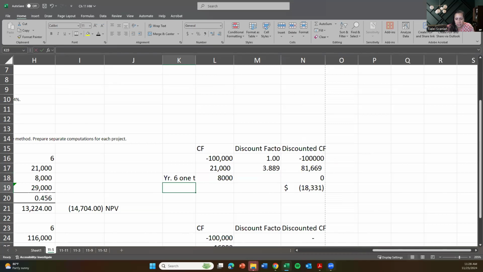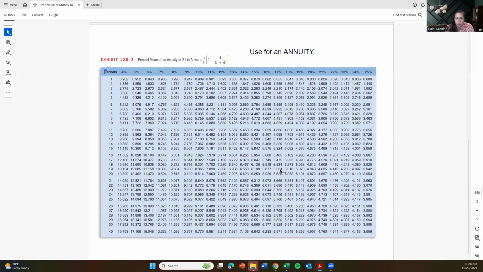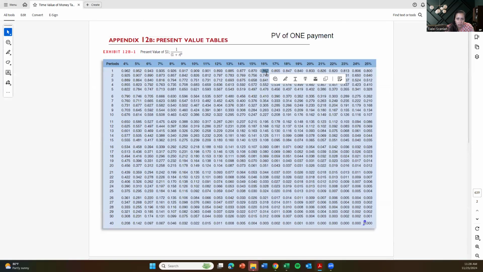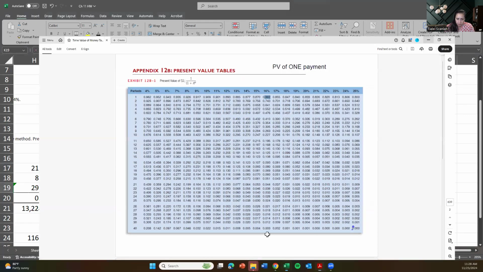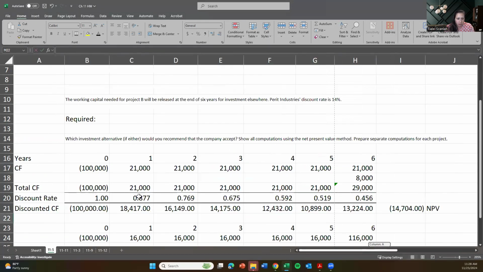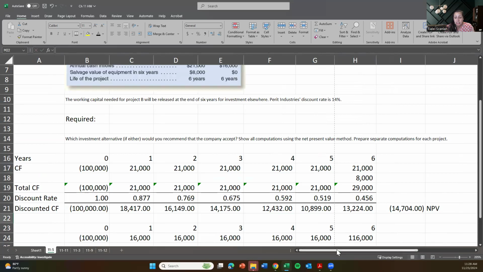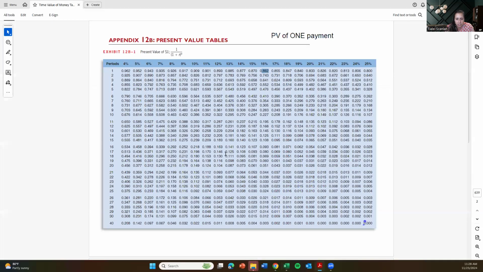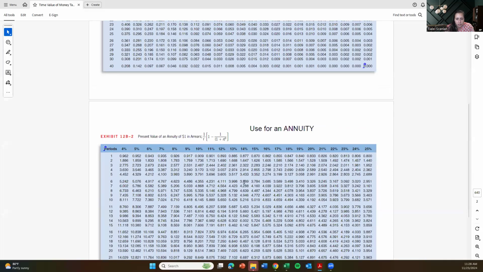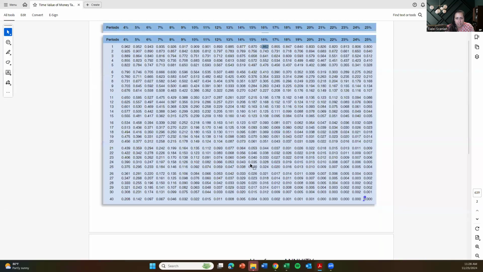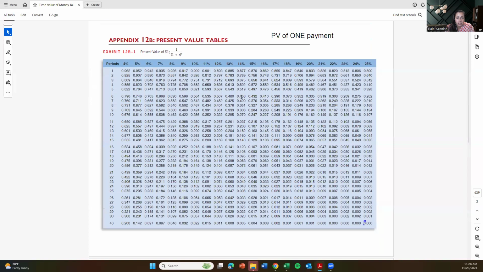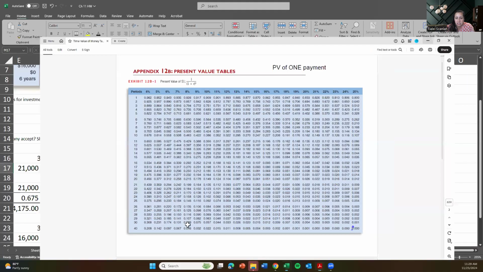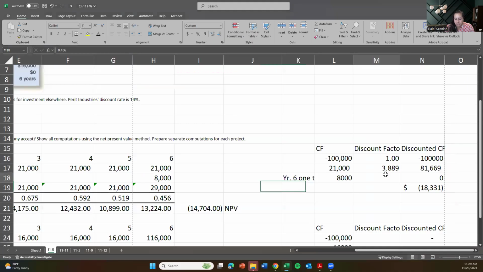So I want to go back to the top of my PV chart, one-time payment at 16%, 0.862. Sorry, did I do 16%? I wanted 14%. 14%, 6 years, 3.889. Okay, that one was okay. I just jumped to 16%. And it's year 6, 0.456. Double check, we had that 0.456. Okay, just wanted to check, make sure I get the right answer.